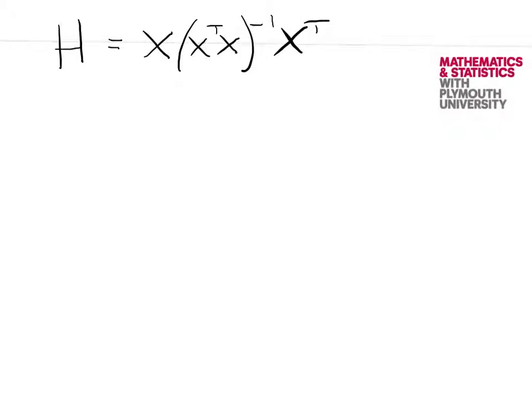We're going to look at a couple of properties of the so-called hat matrix, which we've said is this matrix here, X (X transpose X) inverse X transpose. We'll have a little look at the order of this matrix. X is n by p, X transpose is p by n, (X transpose X) inverse is p by p, and X transpose is p by n, so this is an n by n matrix. The first thing we want to look at is what the transpose of this matrix is.